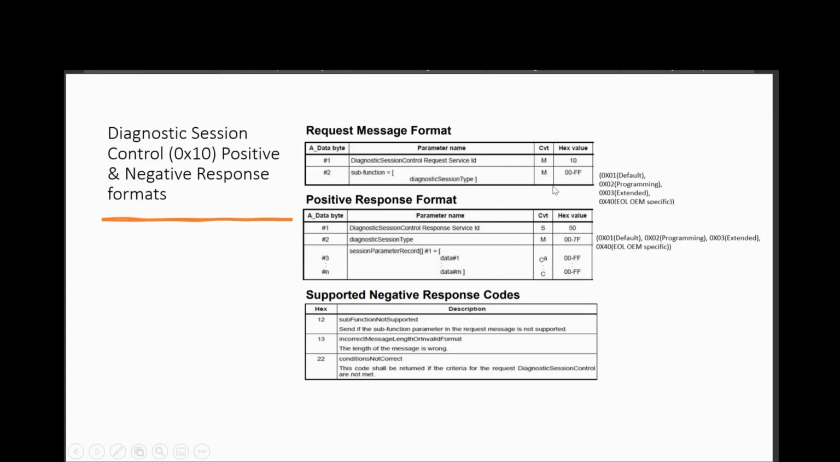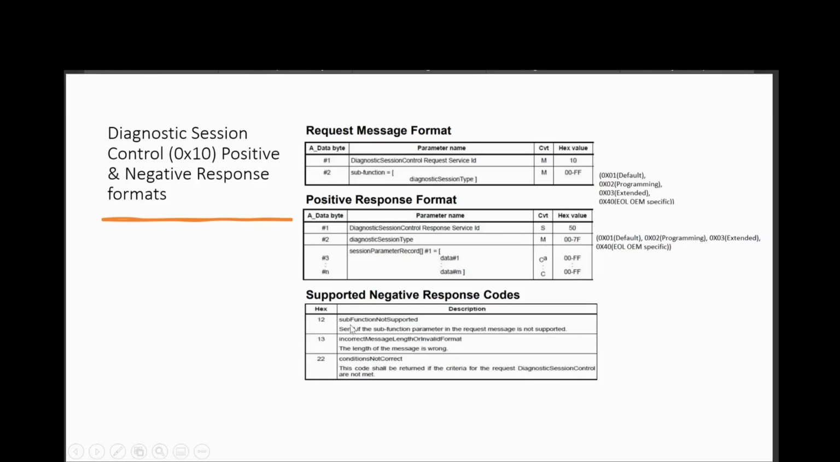So as I told, the positive response is not always guaranteed. Suppose there is any problem, for example, the ECU is busy, or there is a condition involved, or the given request format is not correct, then it will throw an NRC. For example, there are 3 NRCs supported in this diagnostic session control. That is subfunction not supported, incorrect message length or invalid format, and conditions not correct.